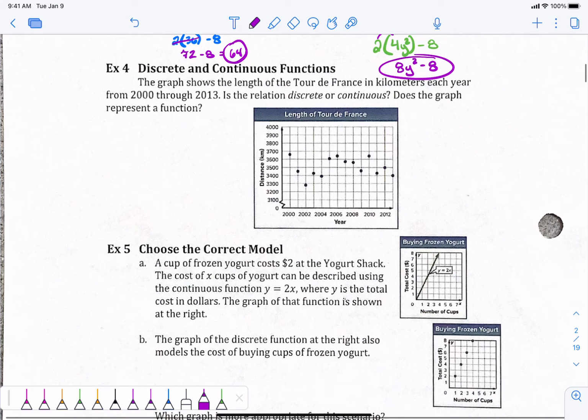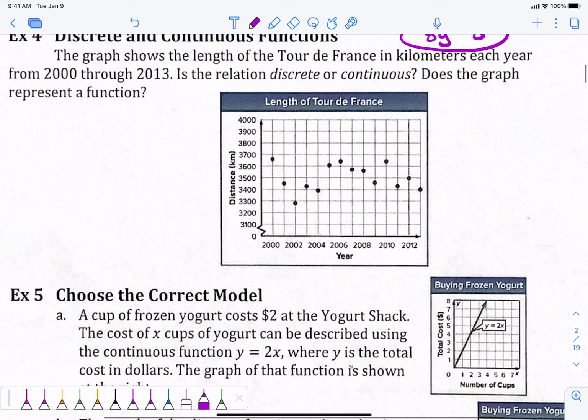And this is the one that I really like. It says the graph shows the length. Oh, no, we have 2 examples left. The graph shows the length of the Tour de France. Do you know what a Tour de France is? It's like the bicycle race that they do, in kilometers each year from 2000 to 2013. Is the relation discrete or continuous?